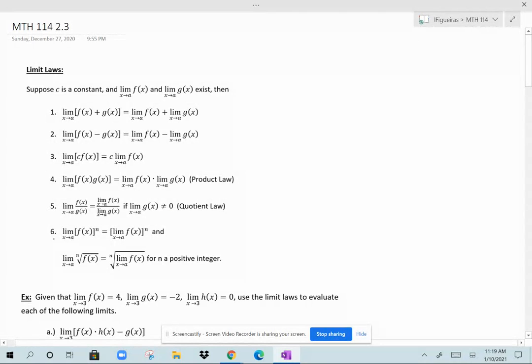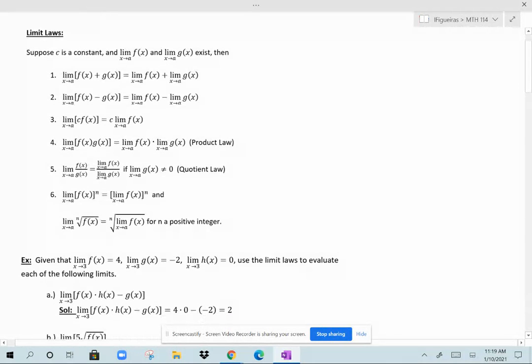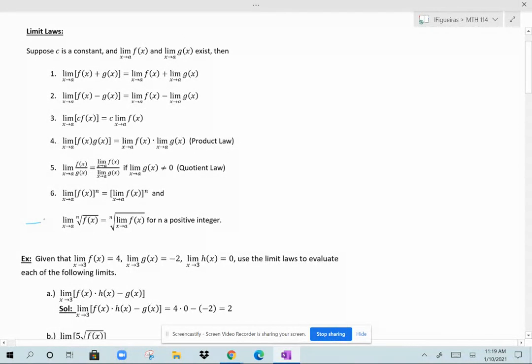And then the sixth one has two parts to it because they are related. So the limit as x approaches a of f of x to the nth power is equal to the limit of f of x, then raised to the nth power. That makes the computations a lot easier when we actually go to do these using algebra. And the same is true for roots. So the limit as x approaches a of the nth root of f of x is the same as taking the limit of f of x and then taking the nth root. And that's as long as n is a positive integer.